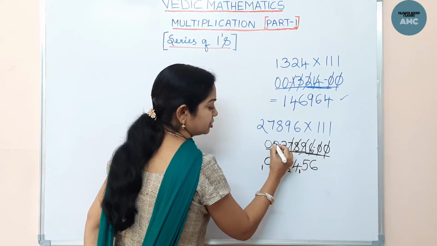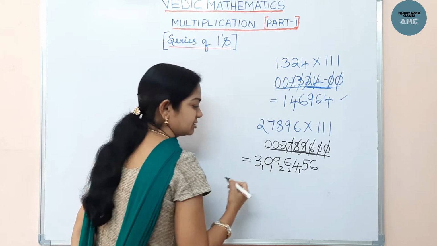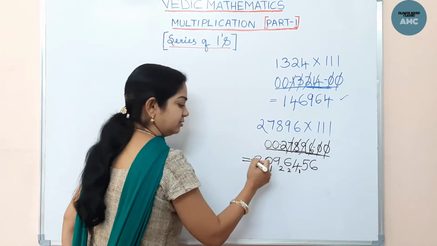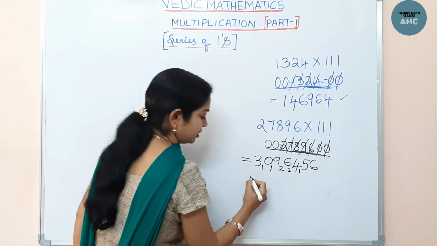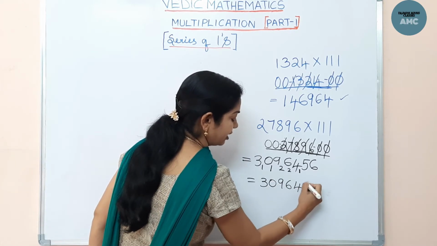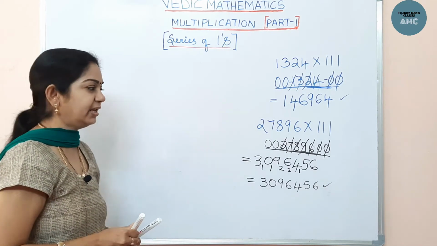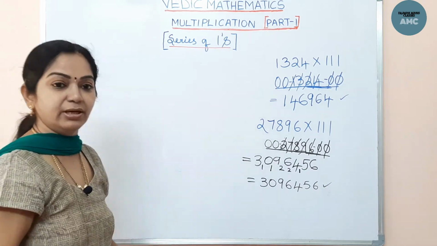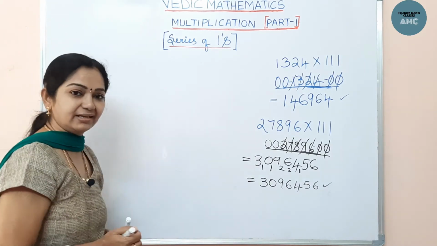Now here 2, 0, 0 comes to 2. 2 plus 1 is 3. So this is the final answer. Now you write 3 and cut this. Again there is nothing here, it's all zeros. So the number is 3096456, that is the product. Okay. So any big number, any number of digits, you can easily multiply using this technique.